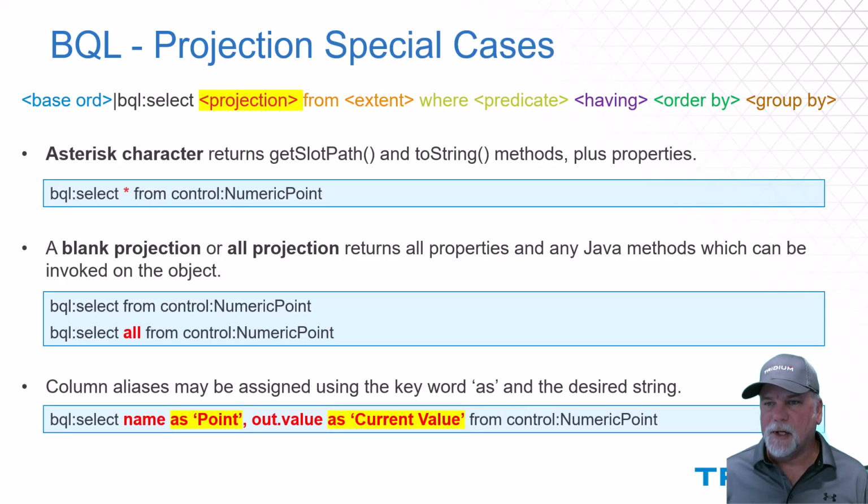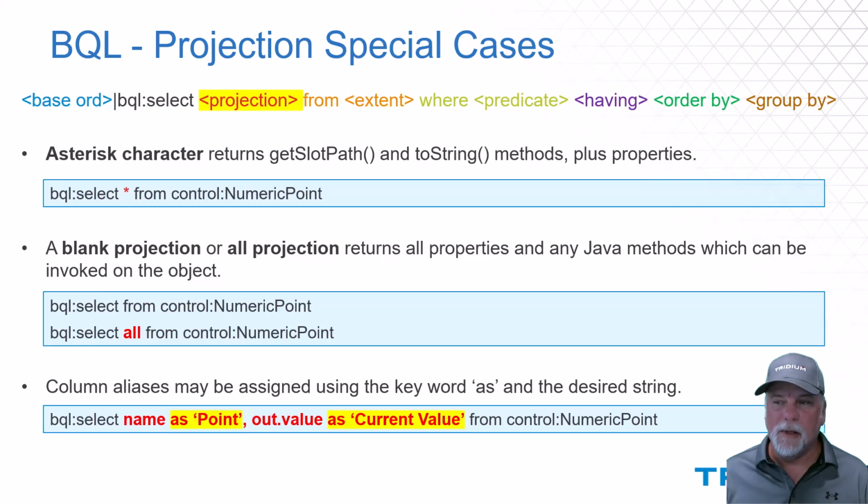With the projections, there's a couple of special use cases, and you've already seen one of those, which was the asterisk or wildcard character after the keyword select. Whenever you use the asterisk character, it tells the framework to return the get slot path method, saying what's the slot path of that component for the row. The toString method, which is what the developer wants you to see as far as information about that object. And then also it will tell you the value of any of the properties that are defined on the class or on the superclass.